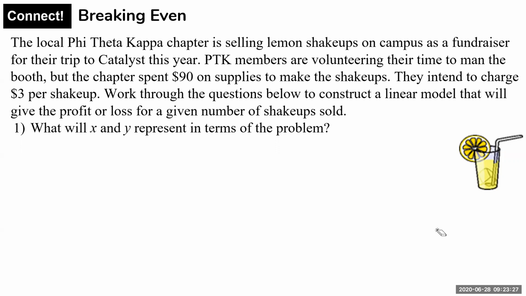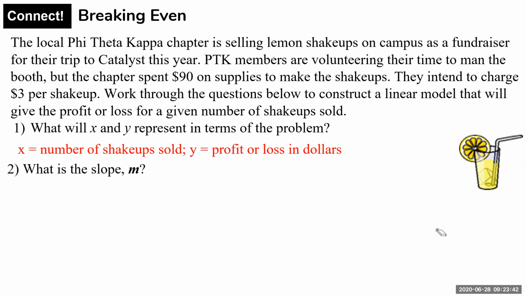Now, what will x and y represent in terms of the problem? X will represent the number of shake-ups sold, and y will represent the profit or the loss. Now, what is the slope? The slope is what we refer to as the rate of change, and it has been given as $3 per shake-up. They intend to charge $3 per shake-up, and that is the slope. So our m is 3.